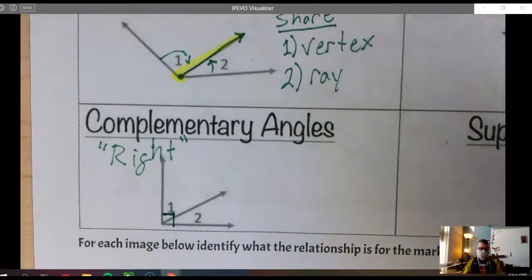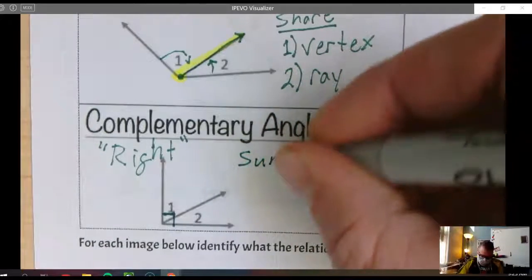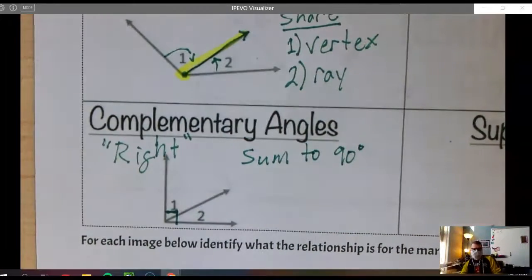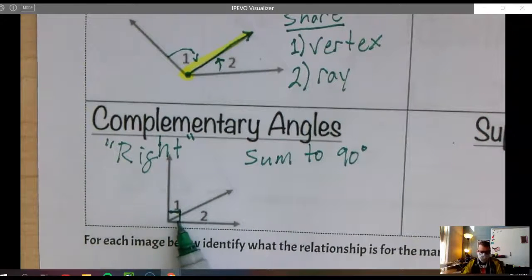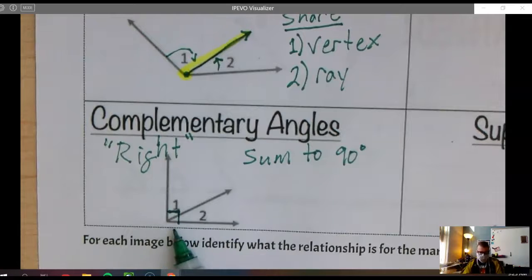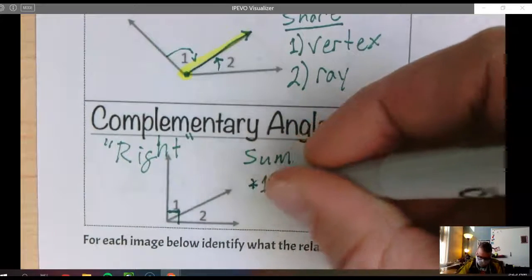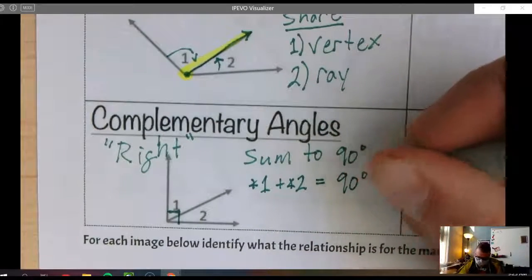Complementary angles sum to 90 degrees. So what we actually want to write is sum to 90 degrees. They form a right angle together. So notice I drew the little box down here. Together, they form a right angle. So for example, angle 1 plus angle 2 equals 90 degrees.